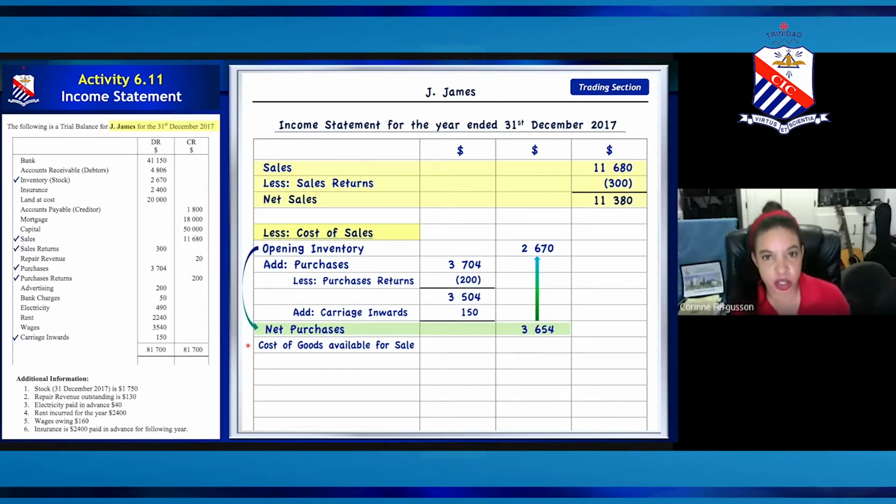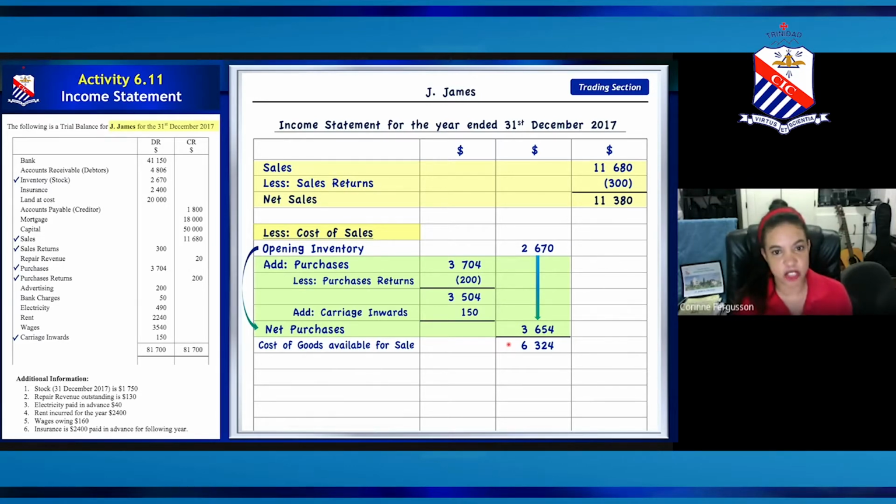Because you had opening inventory, you purchased inventory, you now have a net purchases figure. So this total amount, which is your opening inventory, add your net purchases, gives you the cost of all the goods that are now available for you to sell. And that figure is the 6,324, which is this figure right here. So we would have gone through this part here, which is kind of your little adjustment for the purchases.